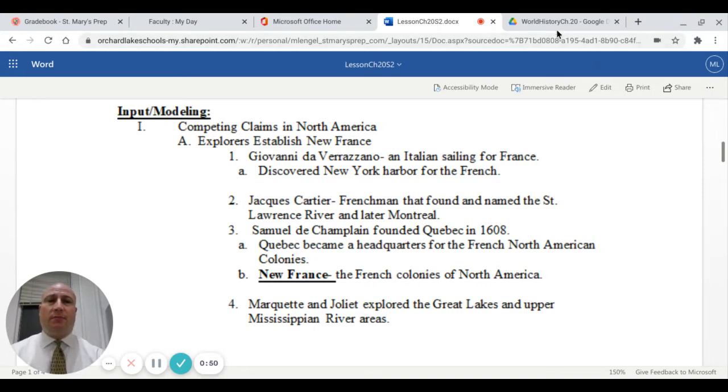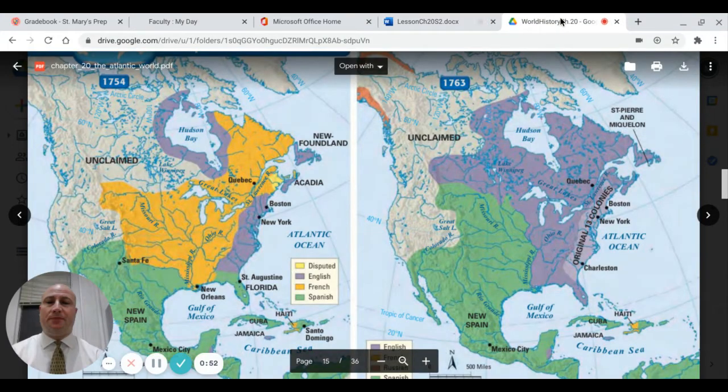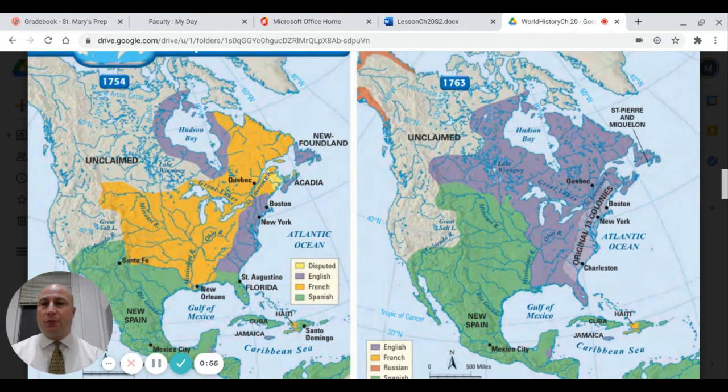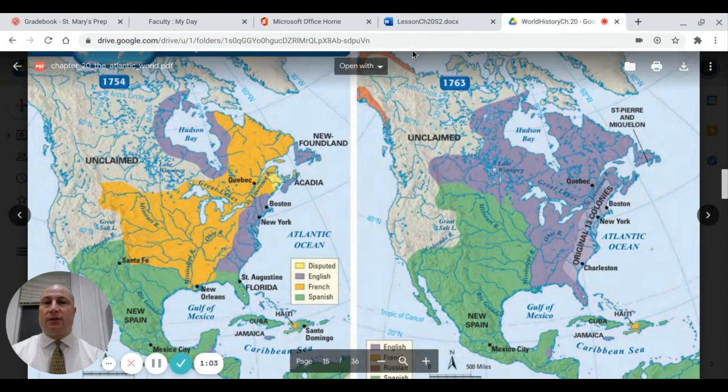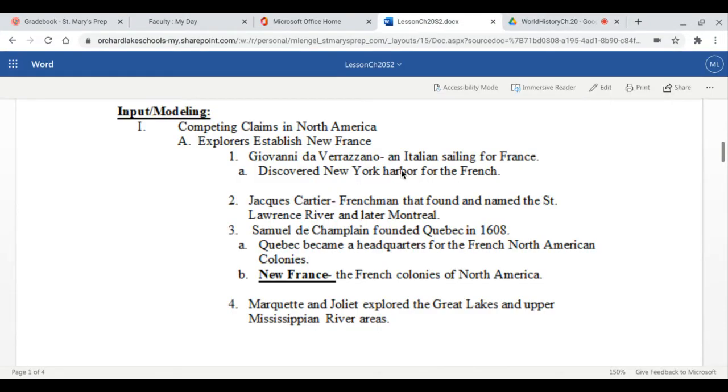So on the map here, we've got a couple of things to take a look at. When you're looking at St. Lawrence River, that's right in here. Okay, Montreal region. These are all areas up in here where, of course, they were first discovered by the French in this part of North America.